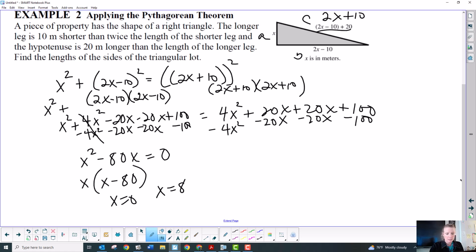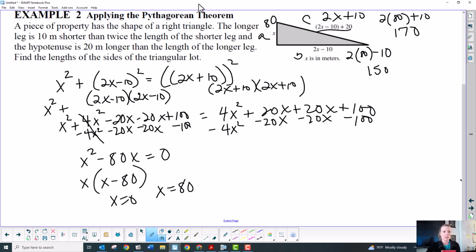It would not make sense for my x to be 0 because then I wouldn't have a triangle. So my x is 80, so I fill it in. 2 times 80 minus 10 is 100, so 150. And then 80. And then 2 times 80 plus 10, so that's 170.